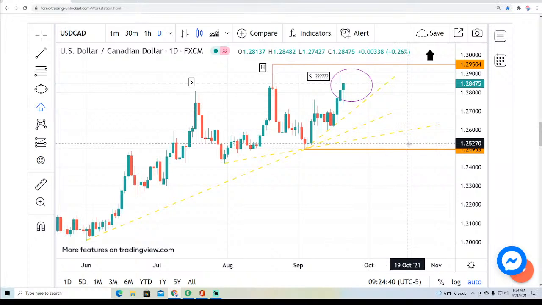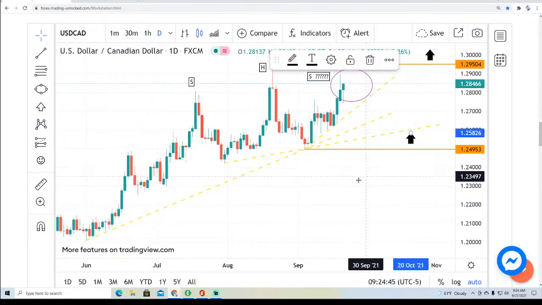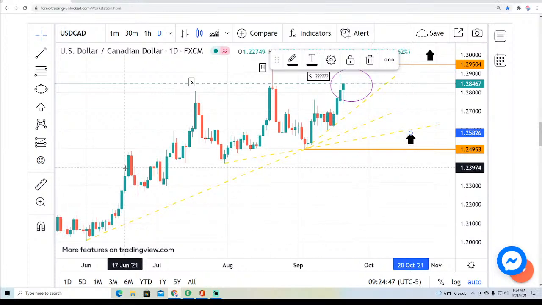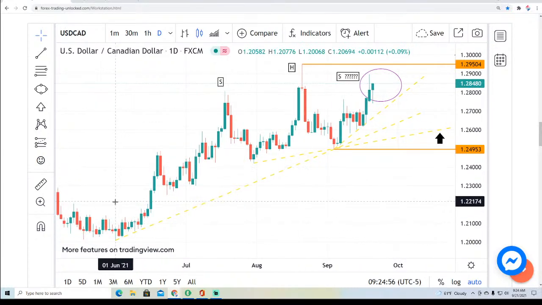If this neckline here fails, well, then we're looking for a major sell-off, and that would also probably mean that this was just an upside correction, and we could have a longer-term sell-off that challenges the lows that were set back in the beginning of the summer on June 1st.